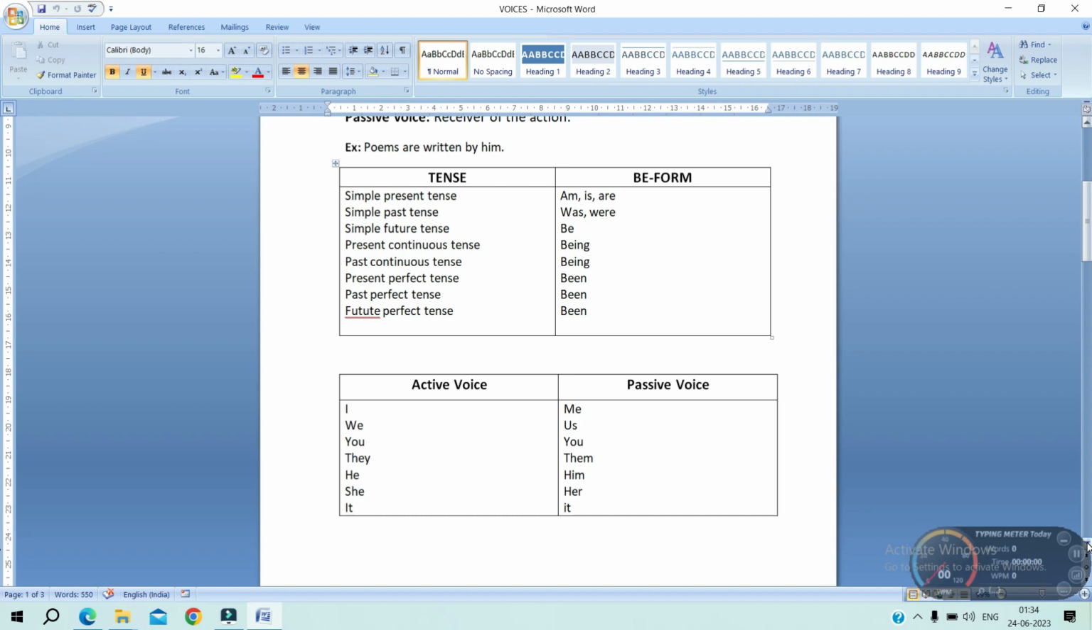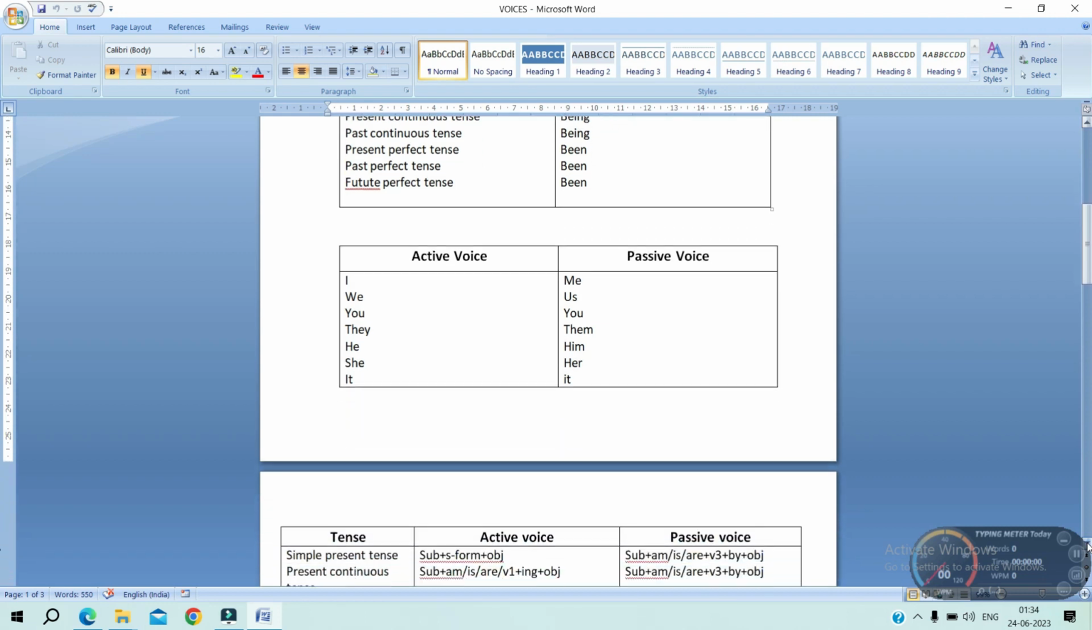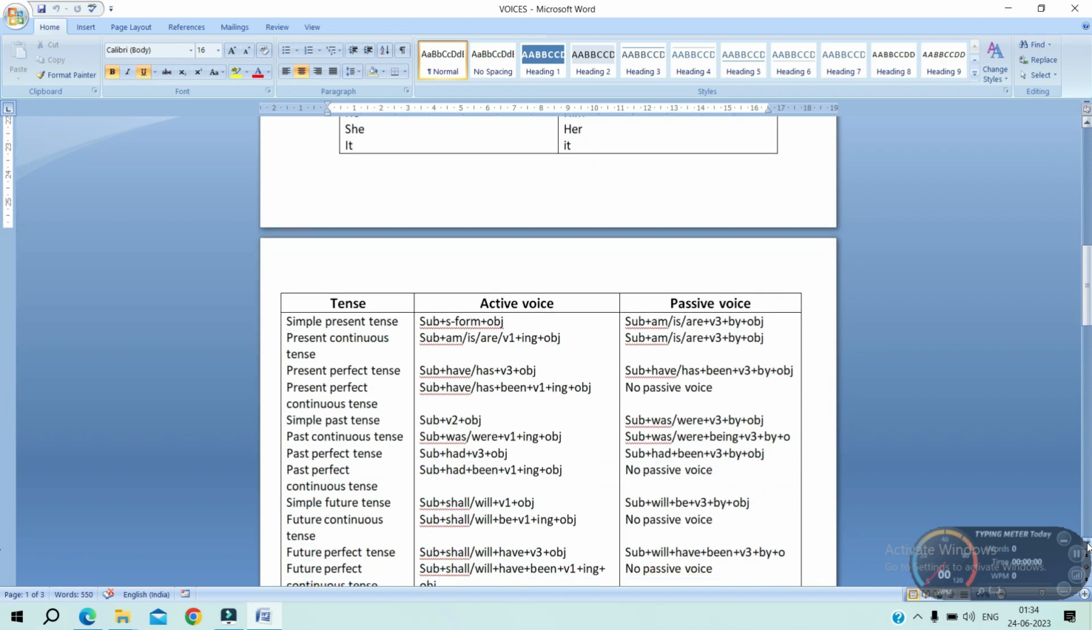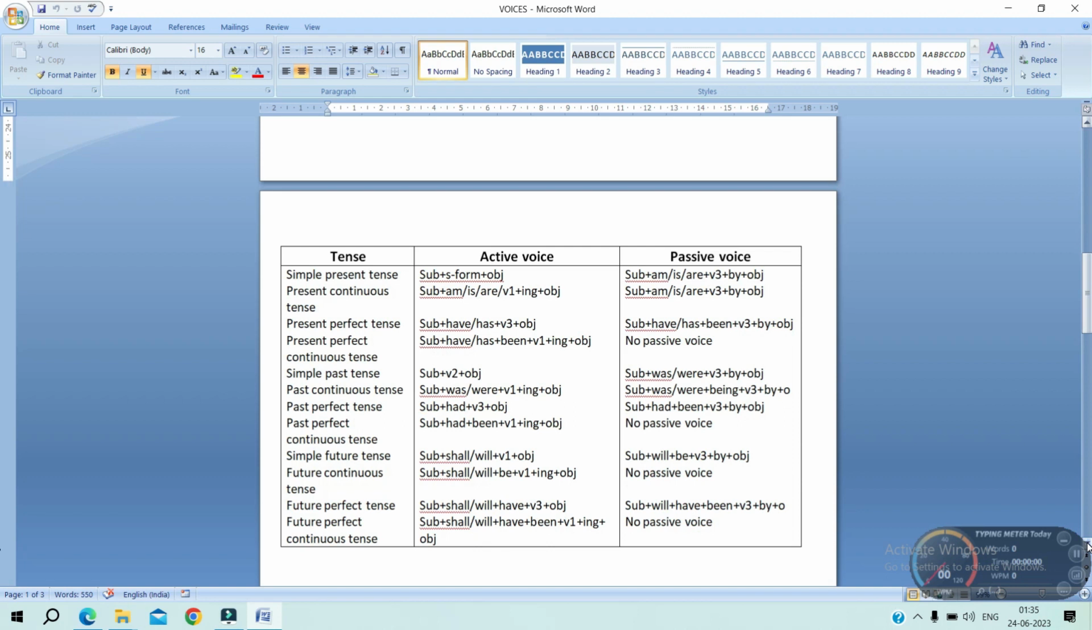These are the basics of active voice and passive voice. When I comes in passive voice, we have to use me. And if we comes, then we have to use us. You, they, them, he, him, she, her, it: it will change when we come into the passive voice. Let us see structures also.